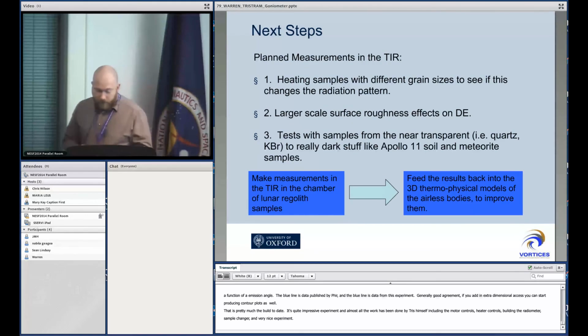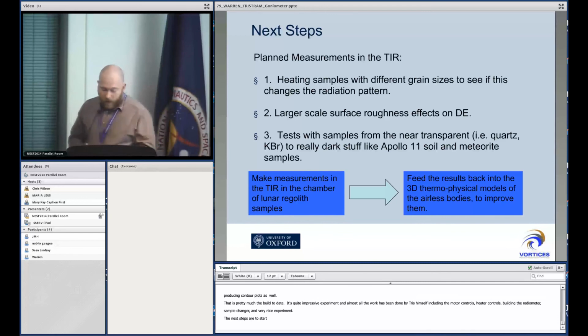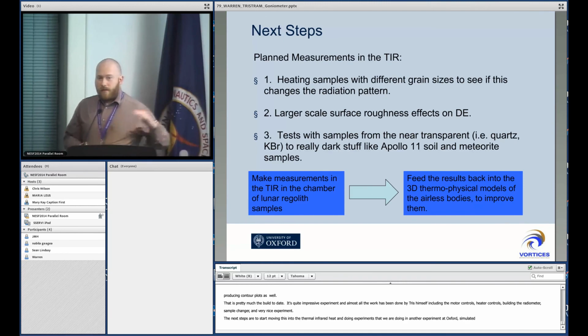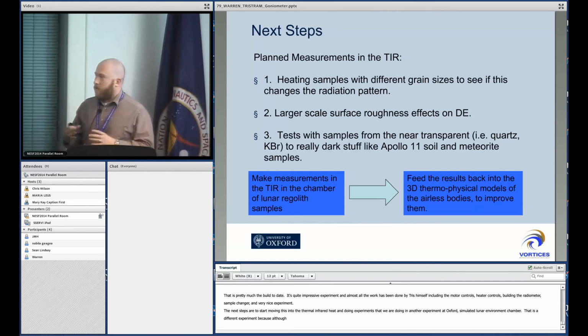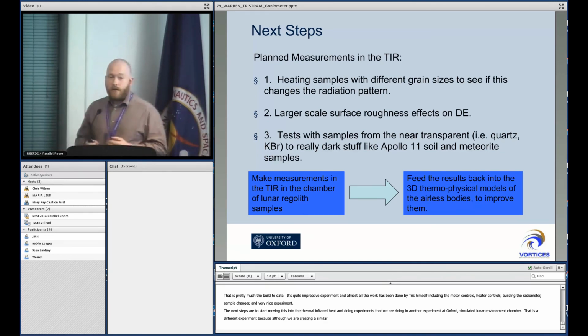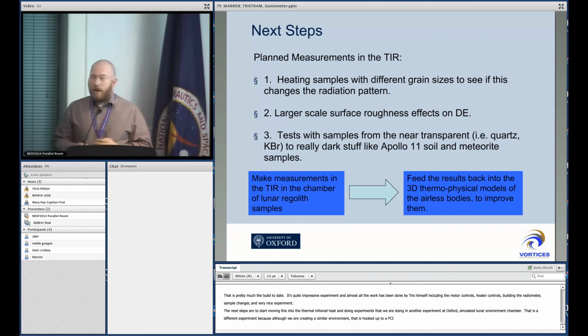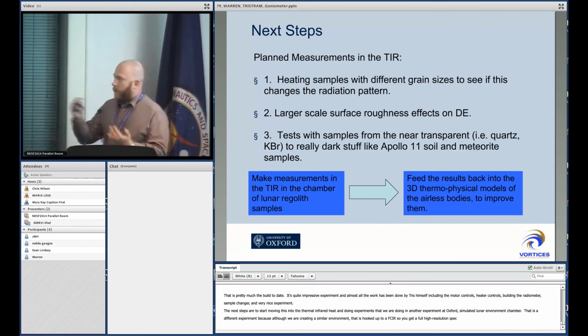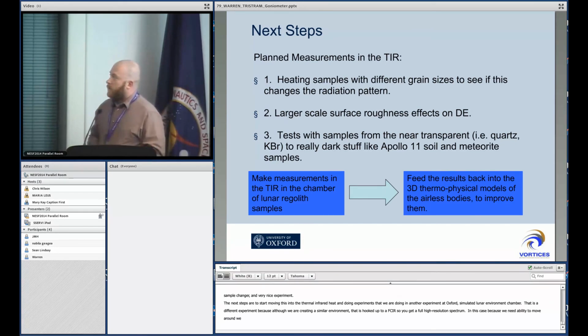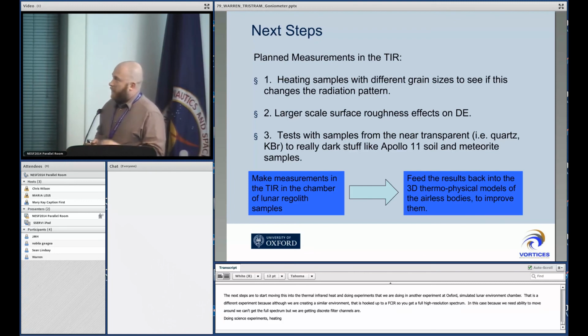So the next steps are to start moving this into the thermal infrared, heat, and doing a lot of the types of experiments that we're doing in another experiment at Oxford, the simulated lunar environment chamber. That's a different experiment because although we are creating a similar environment, that's hooked up to an FTIR, so you get a full high-resolution spectrum. In this case, because we need the ability to move around, we can't get the full spectrum, but we are getting discrete filter channels. So we start doing a lot of science experiments, including heating samples with different grain sizes and seeing how that affects the directional emissivity pattern, and also looking at different surface roughness effects.